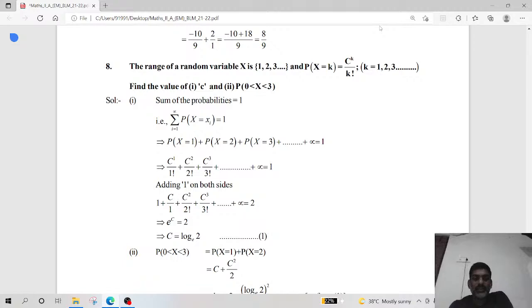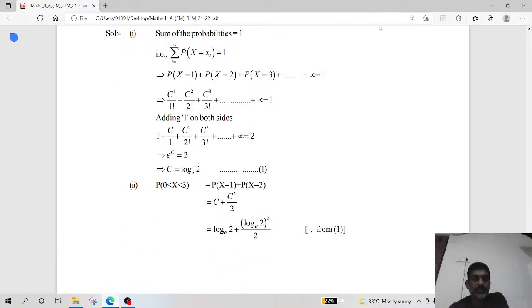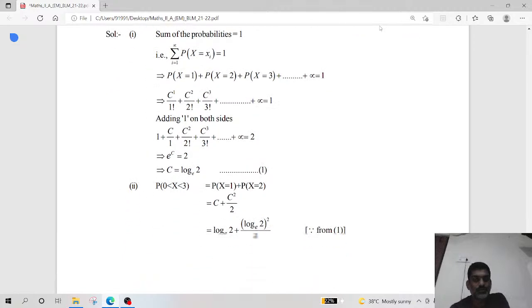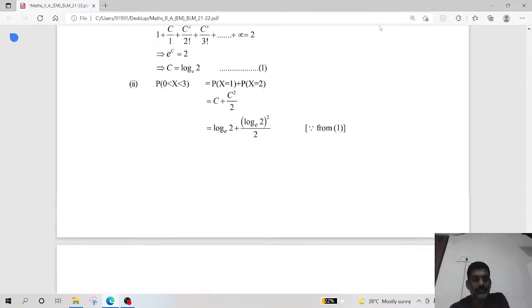So we are getting c to the power of 1 plus c square, right. This is e power x expansion. So e power c is equals to 2, then c is equals to log 2 to the base e. Good question. Next, P of 0 less than x less than 3, P of x is equals to 1, P of x is equals to 2. We have to calculate c plus c square by 2 from the definition. X is equals to 1 and x is equals to 2. Substitute c values.